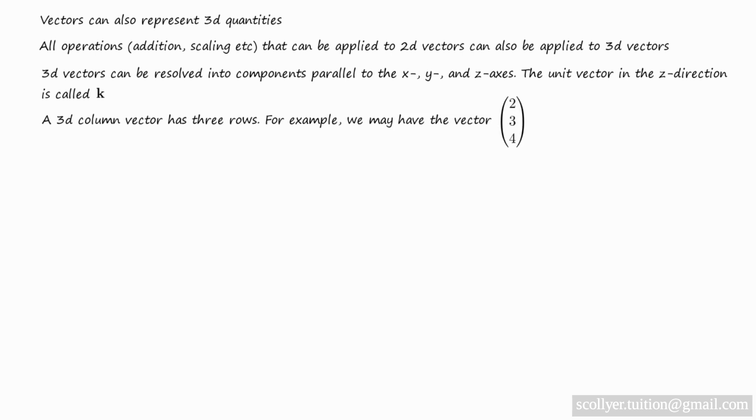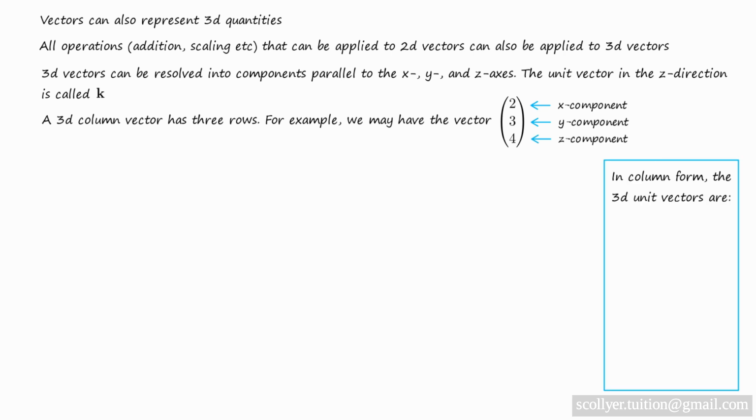A 2D column vector has 2 rows, and a 3D column vector has 3 rows. So for example, we may have the vector 2, 3, 4, where 2 is the x component, 3 is the y component, and 4 is the z component. So to decompose a 3D vector, we use the i, j, and k unit vectors, and in column form, these are 1, 0, 0, 0, 1, 0, 0, 0, 1, which represent i, j, and k respectively.